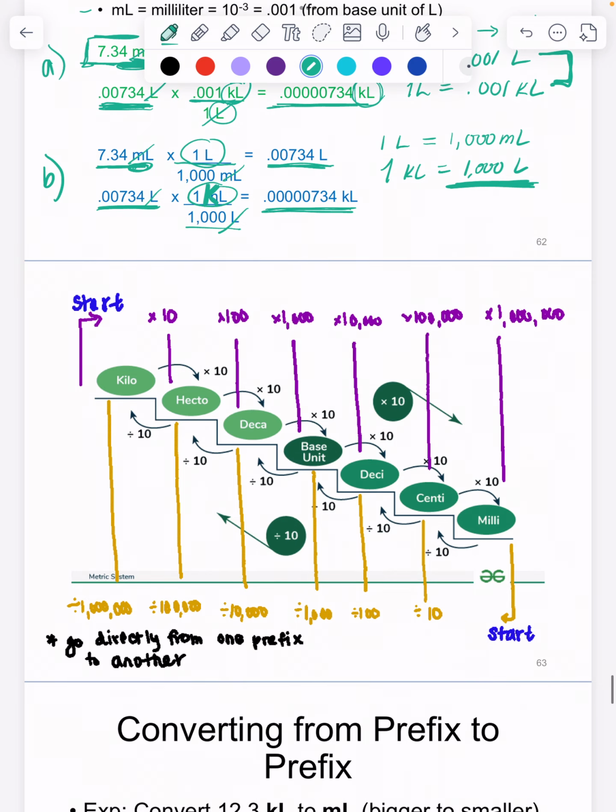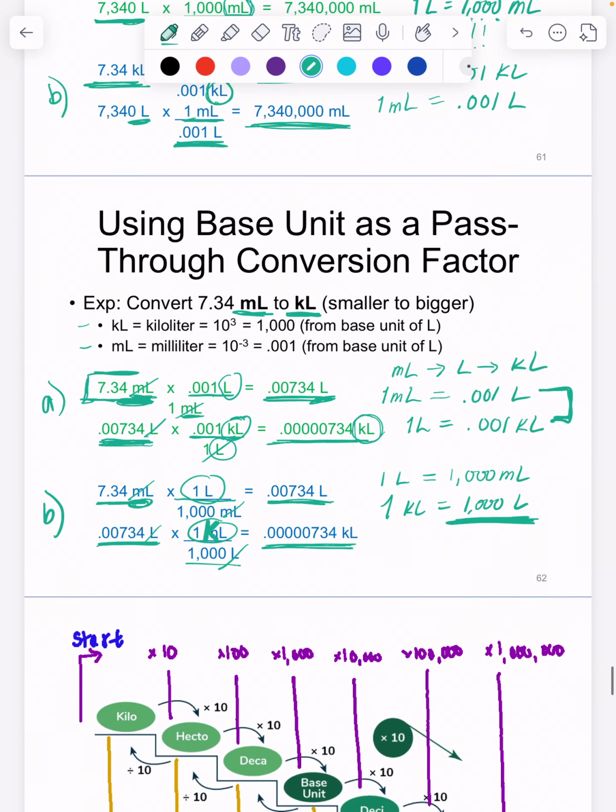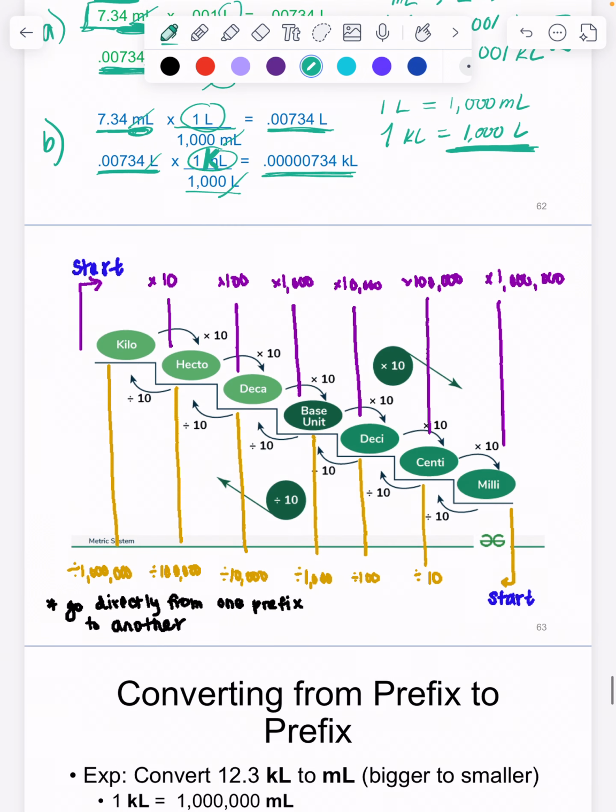So there is another way to do this. This is the easiest method in my opinion because we are using this base unit, but there's another way, and it's converting prefix to prefix. So let's say we start down here at kilo and we want to go all the way to milli. Well, we can, and we don't have to stop in the middle here at the base unit.